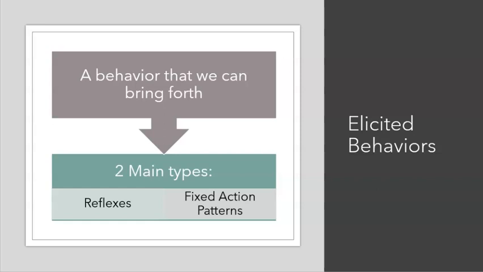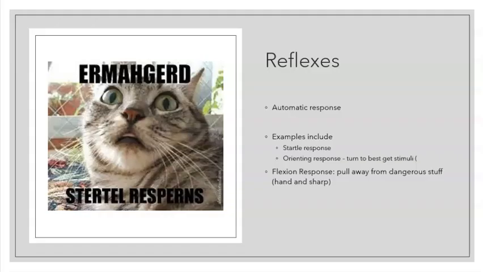Now, there are two main ways we can bring things forth. One is through reflexes. Now, you might be like, but Erin, isn't that automatic? Yes, but we can cause a reflex. So that's why it's an elicited behavior. Then we've got fixed action patterns. So let's start with reflexes.